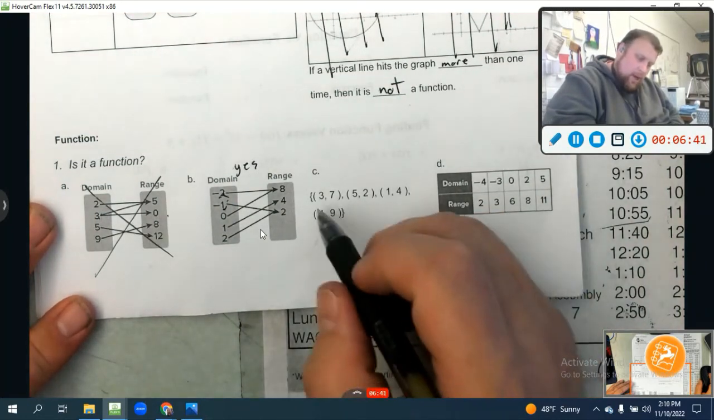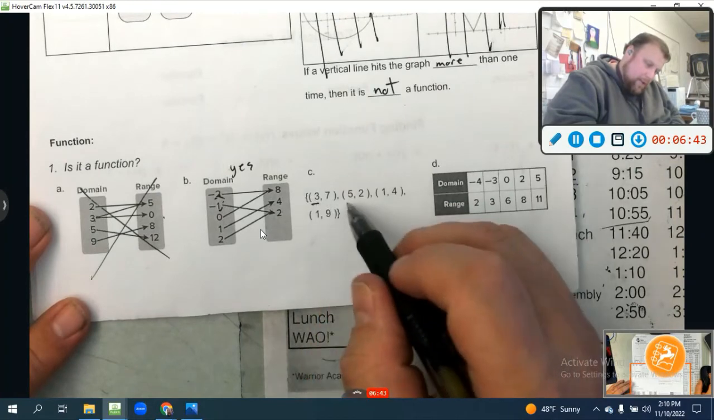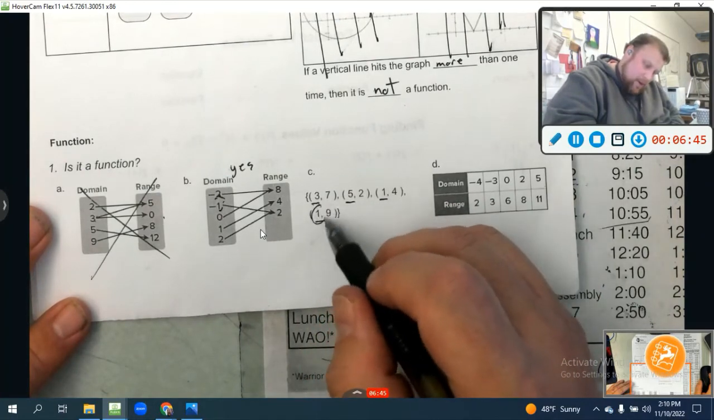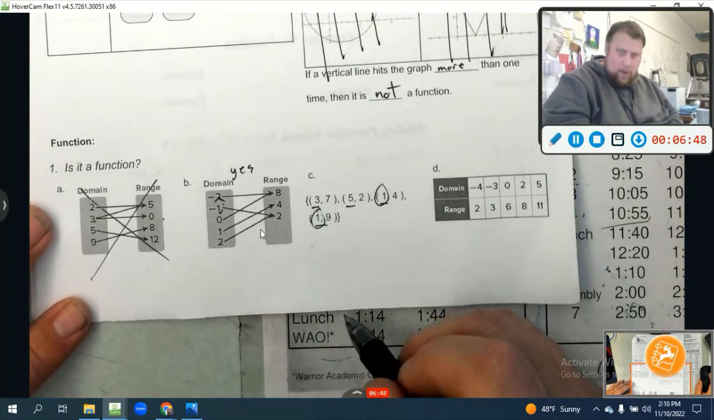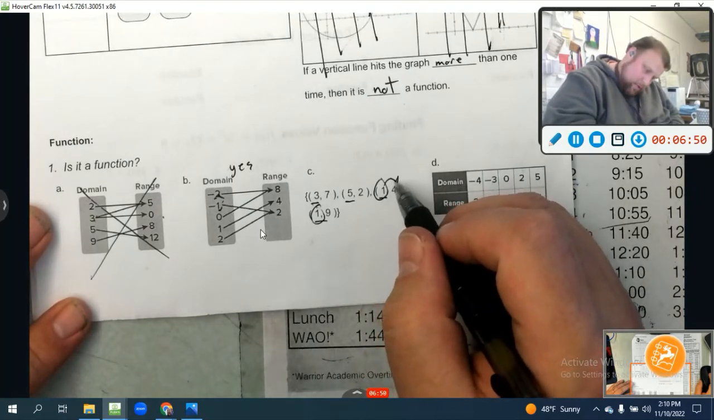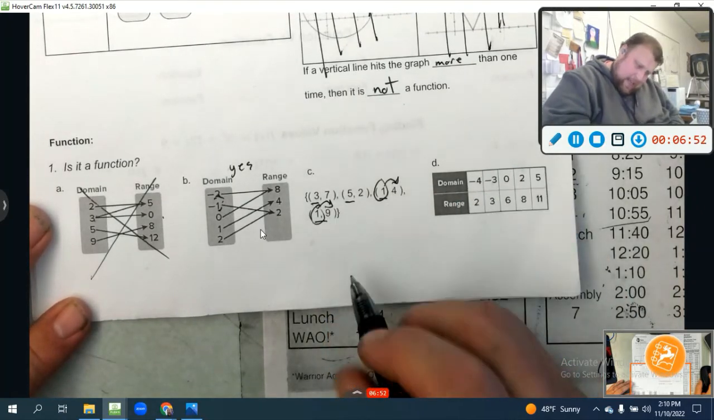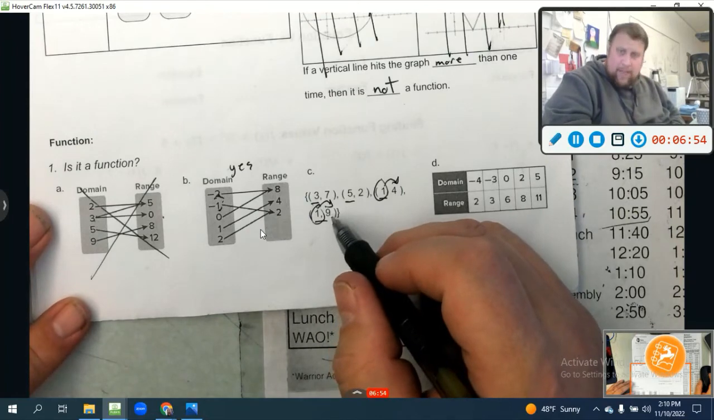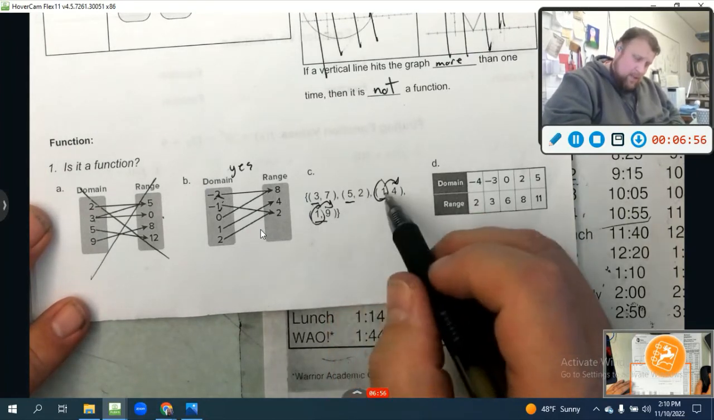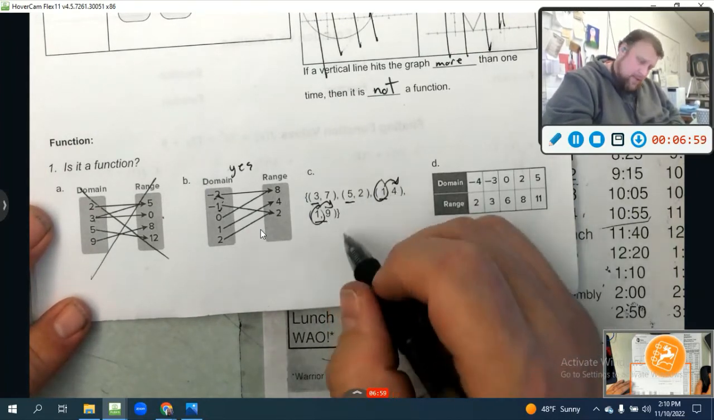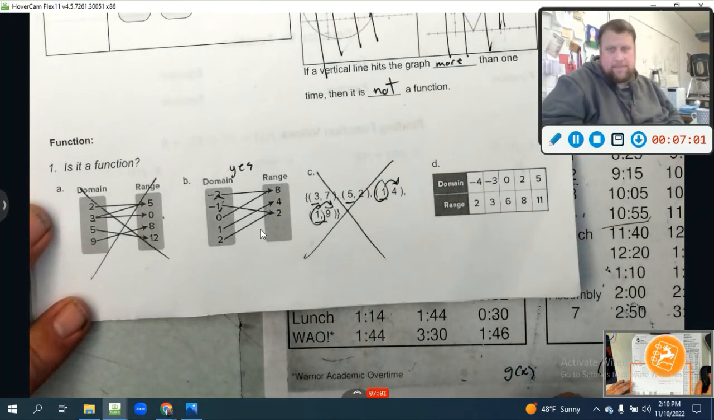Now again right here, first thing I'm going to look for, are there any repeat x's? Yes, there are. The ones. And this one either gives a 4 or it gives a 9. Now if this would have said 1 and 4 again, that's fine. But because the 1 gives 2 different y values, this is not a function.